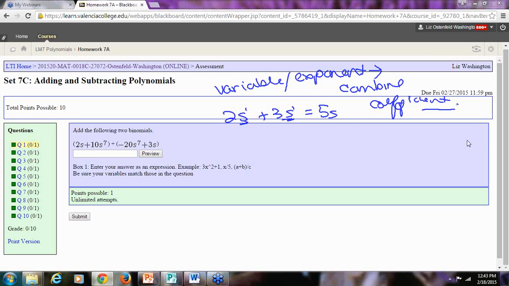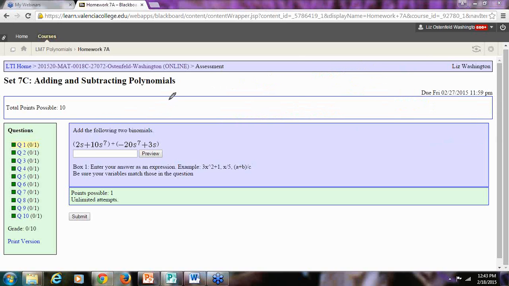So let's go ahead and try that on this problem here. It says I have 2s plus 10s to the 7th plus negative 20s to the 7th plus 3s. First of all, I want to evaluate these parentheses. These parentheses are almost making me think there's something else to do, but really there's not. There's no number in front of here kissing the parentheses, telling me to distribute or multiply. Same thing here. So really, I can just drop those parentheses. I don't even need those. They're just there to make my life more confusing.